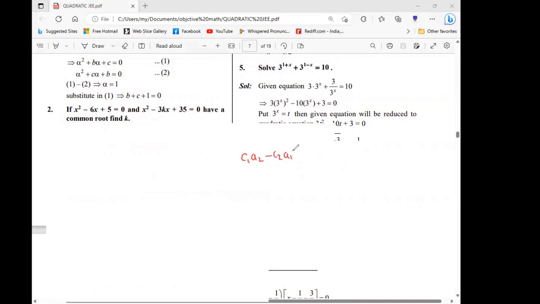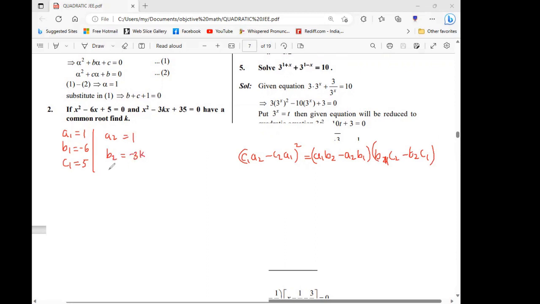c1a2 minus c2a1, whole square, equal to a1b2 minus a2b1 into b1c2 minus b2c1. Here, from the first equation, a1 equal to 1, b1 equal to minus 6, c1 equal to 5. From the second equation, a2 equal to 1, b2 equal to minus 3k, c2 equal to 35. Since they have a common root, we are using this formula.